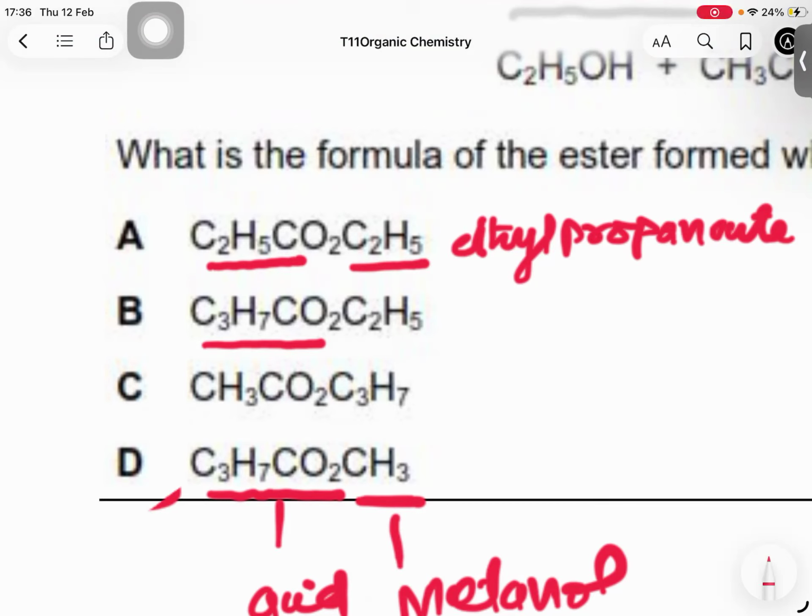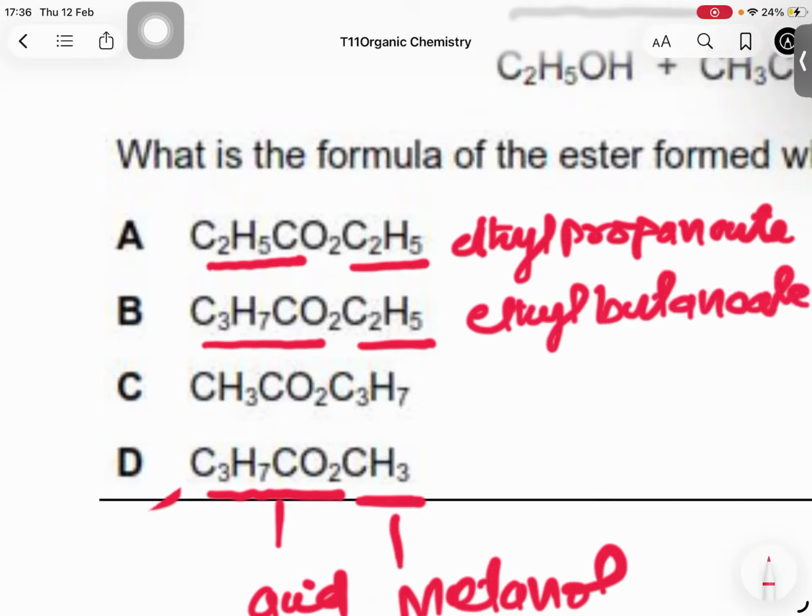C3C, ये 4 है और ये 2 है. क्या नाम होगा इसका? इथाइल ब्यूटानोएट. इसका क्या नाम होगा बच्चों? व्हाट अबाउट दिस? What is the name of this? Propyl? No, propyl. यहाँ 2 कार्बन है ना बच्चों. Propyl ethanoate.